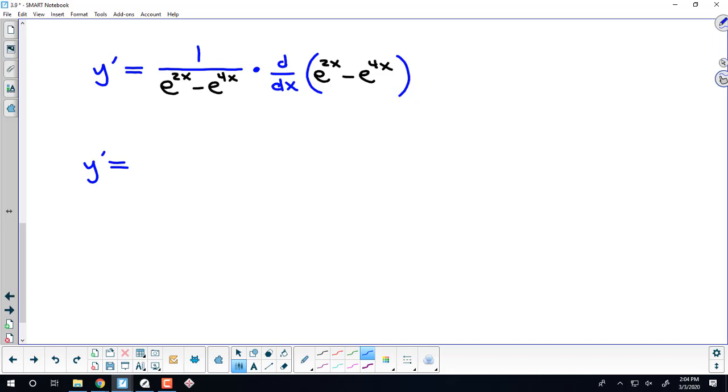What is the derivative of e to the 2x minus e to the 4x? 2e to the 2x minus 4e to the 4x. Derivative of our argument over the argument.